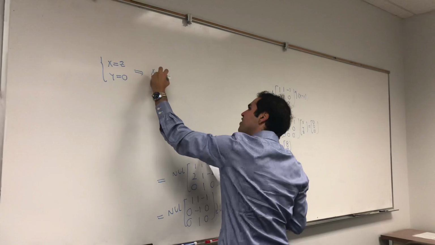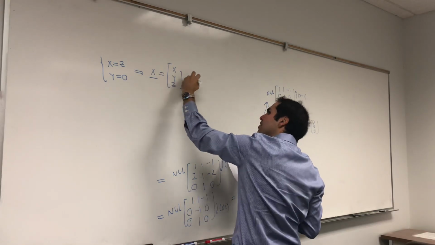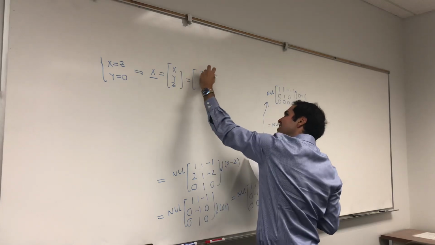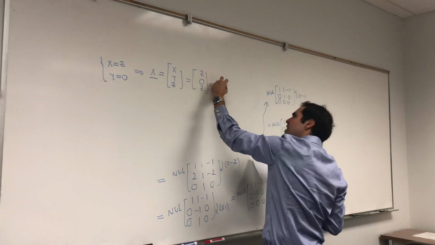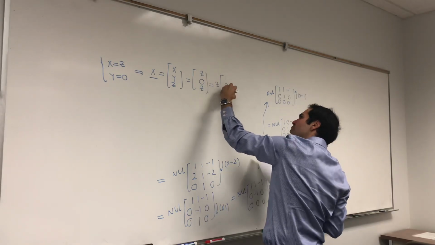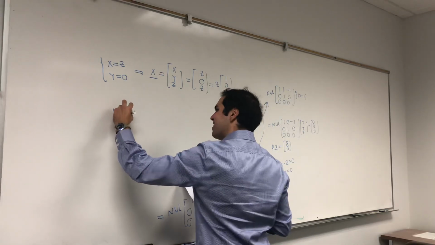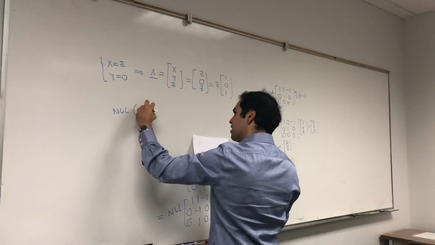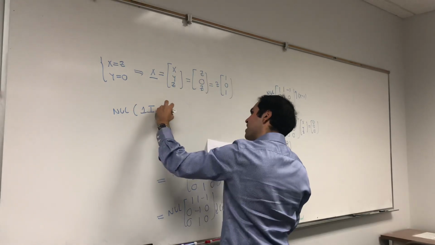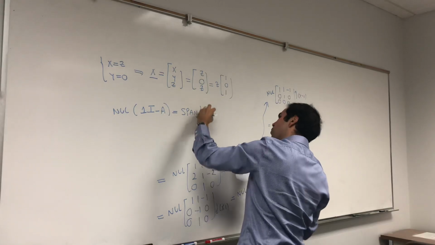And then you want to figure out X, which is XYZ. Well, X is Z, Y is 0, and we get Z times (1, 0, 1). So the null space, the eigenspace corresponding to 1, so 1I minus A, is just the span of (1, 0, 1).